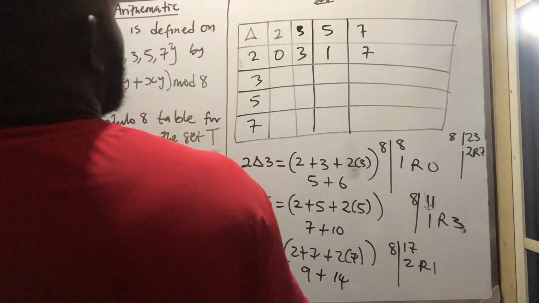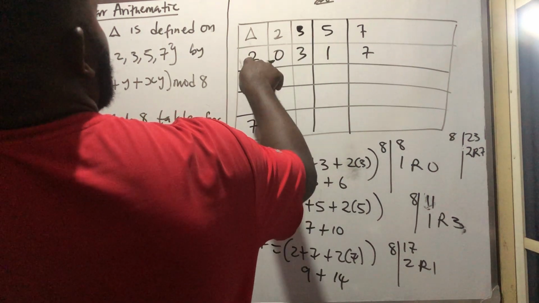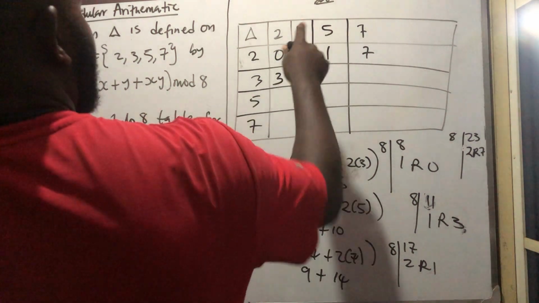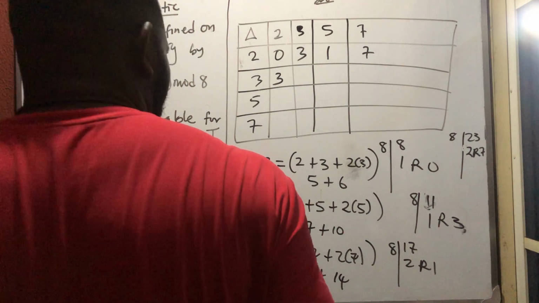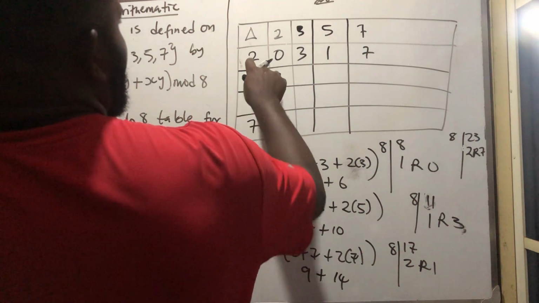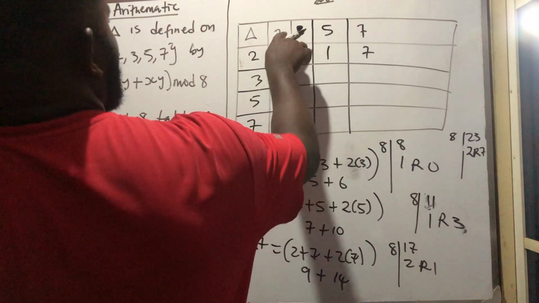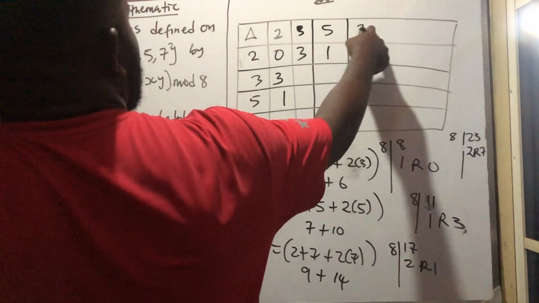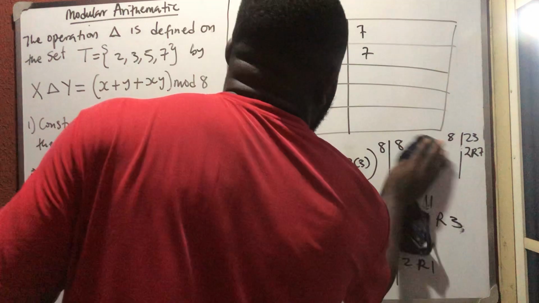Now the next one is 3 operates on 2. It's the same thing as 2 operates on 3, which is 3. I got 3, okay? In fact, let me do this one. Watch. 5 operates on 2 is the same thing as 2 operates on 5, which is 1. 7 operates on 2 is the same thing as 2 operates on 7, which is 7. So I've gotten this side. Okay? So let me now continue with the rest.